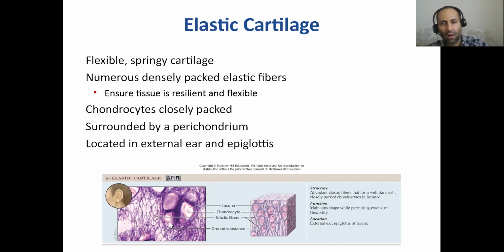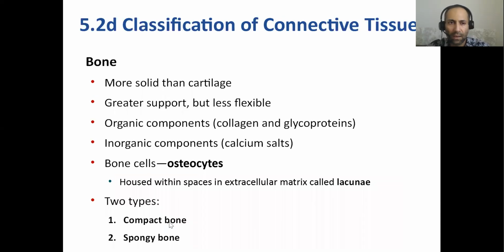Okay, next up is elastic cartilage, and it's elastic. You can stretch it and then it recoils back, as you can see here. It's found in your external ear. You can see that this is elastic. It's also found in your epiglottis, which is this flap-like tissue that closes down on your trachea when you swallow, so your food does not go down your windpipe, okay?